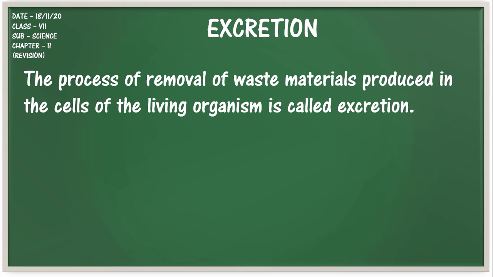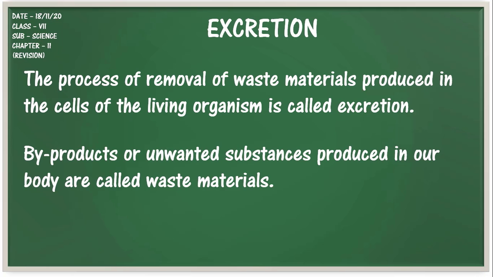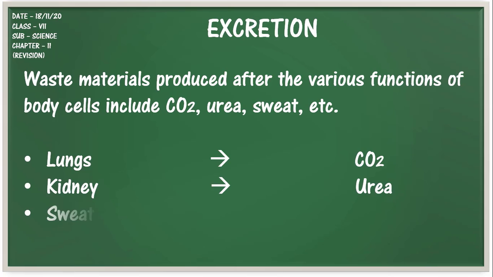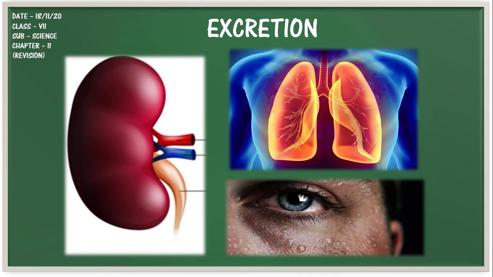Waste materials produced after the various functions of the body cells include carbon dioxide, urea, sweat, etc. These waste materials are removed from the body by different organs like the lungs, kidney, and sweat glands. The process of removal of waste produced in the cells of living organisms is called excretion. The parts involved in excretion form the excretory system.